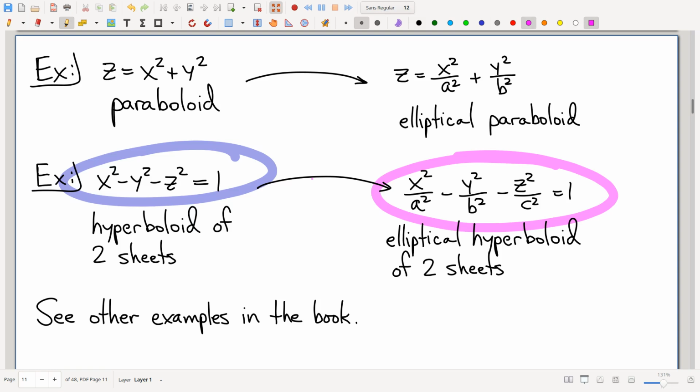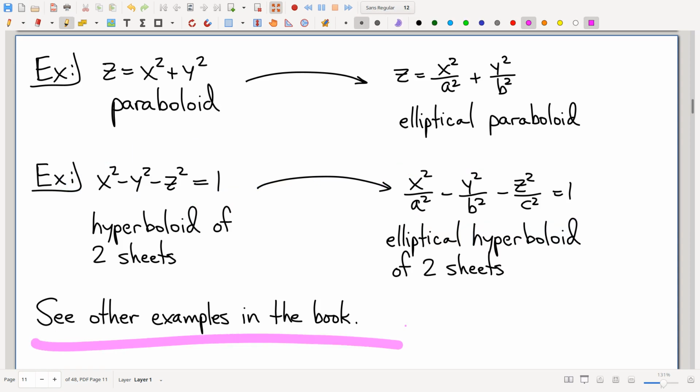But what's convenient is I can see, look, there are easy substitutions that I can do to turn dark blue into purple. Right? I replace x with x over a, y with y over b, z with z over c. That indicates how to stretch out my previous hyperboloid, and thus this is called an elliptical hyperboloid. Does that make sense to everybody? There's various other examples in the book. I encourage you to take a look.